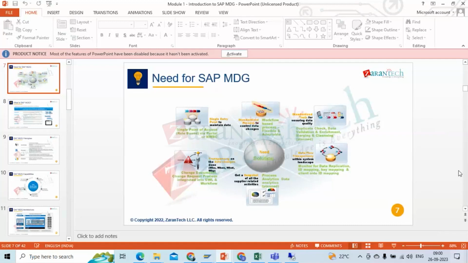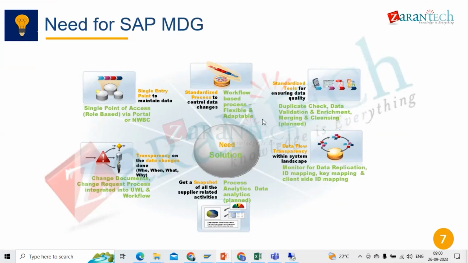I'll continue now. Here you can see the need for SAP MDG. Now you will understand this concept very easily. A standardized process to control data change. It is a workflow based process, flexible and adaptable. When you are using the SAP system, it is a standardized process. NWBC is the UI interface framework. You need not work on any customization. SAP already provided all the global solutions. You need not perform any changes from there.